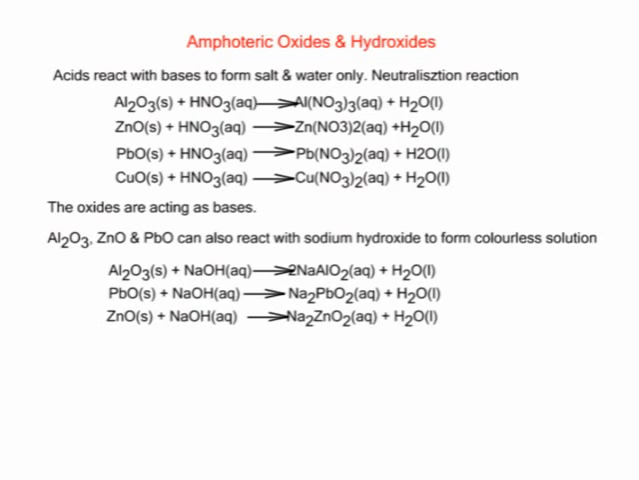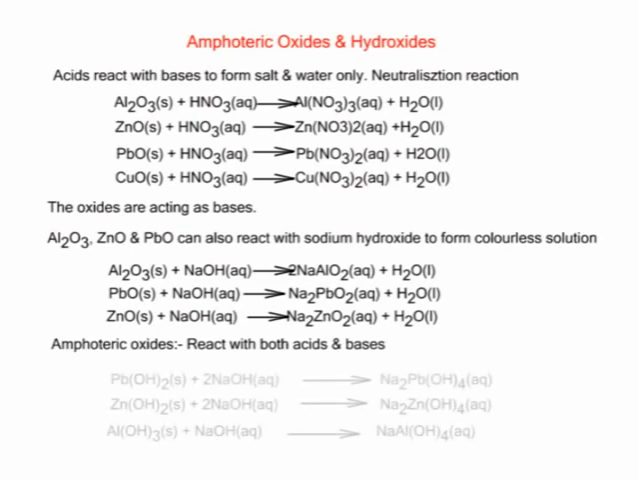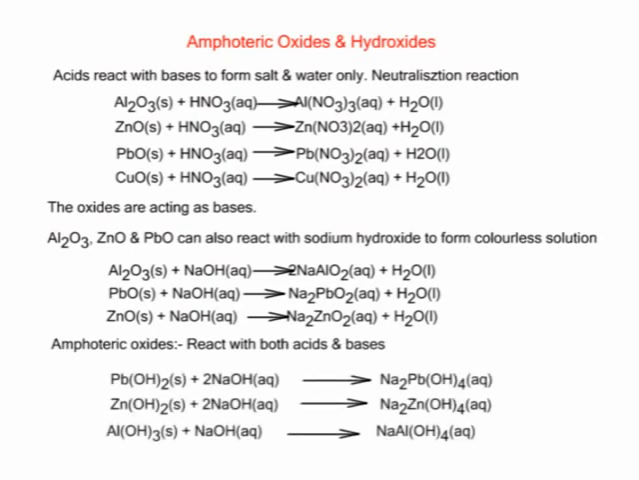Now this kind of metal oxides which react with both acids and bases are called amphoteric oxides. Lead hydroxide, zinc hydroxide and aluminium hydroxide are also amphoteric, and they will react with both acids and bases. In these equations you can see them acting as acids reacting with the base, which is sodium hydroxide.